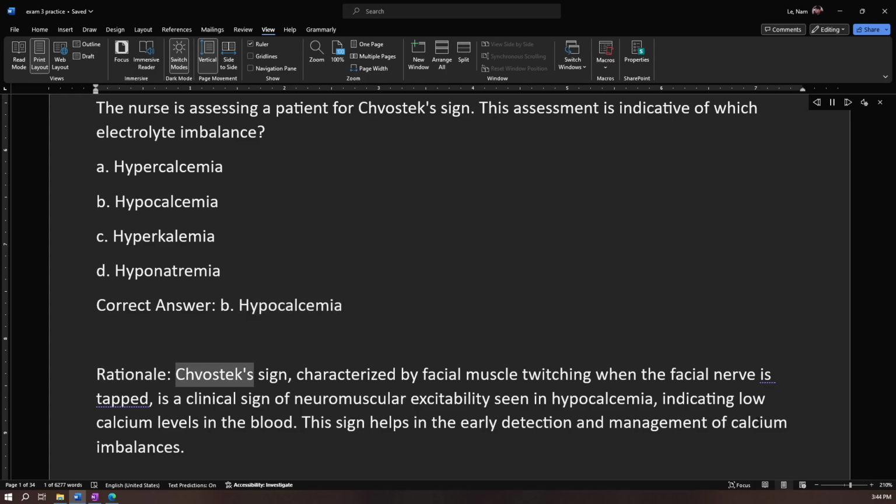Rationale: Chvostek sign, characterized by facial muscle twitching when the facial nerve is tapped, is a clinical sign of neuromuscular excitability seen in hypocalcemia, indicating low calcium levels in the blood. This sign helps in the early detection and management of calcium imbalances.